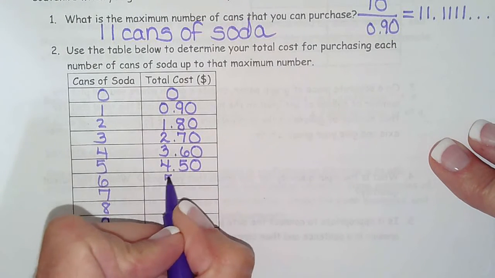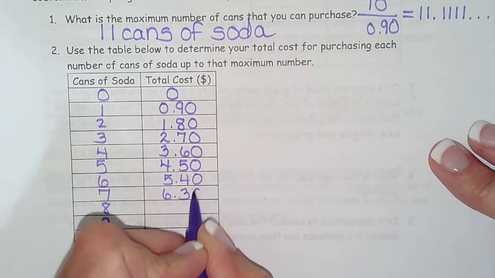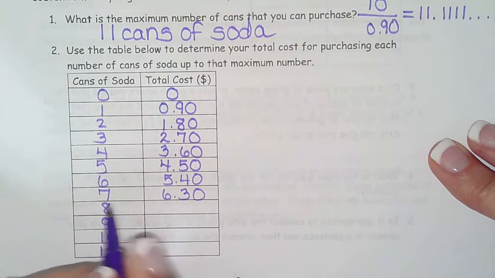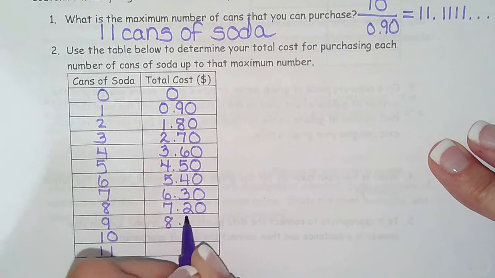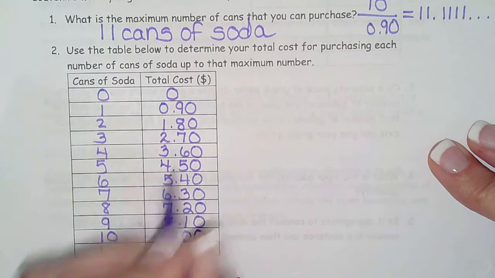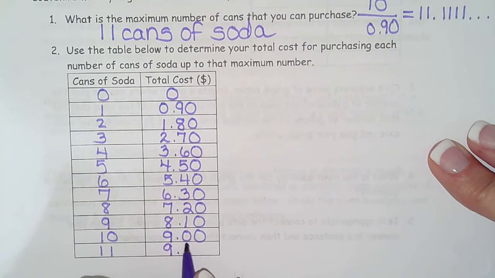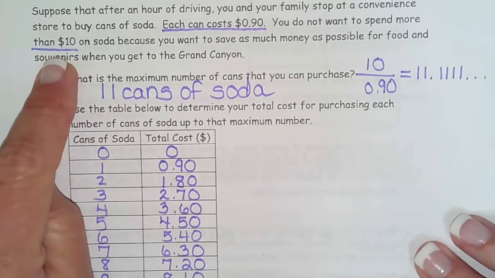6, 9 times 6 is 54, so $5.40. 9 times 7 is 63, so $6.30. 9 times 8 is 72, so $7.20, 81. 9 times 10 is 90, so that'll be an even $9. 11 times 9 is 99, so that'd be $9.90. And you can see from this that there's no way you would be able to buy 12 cans because you're already 10 cents away from the amount you're allowed to use, which was $10 up here.